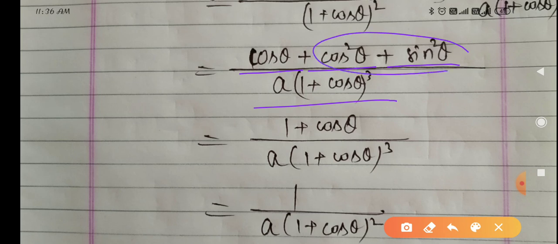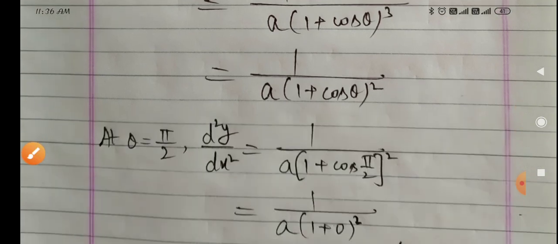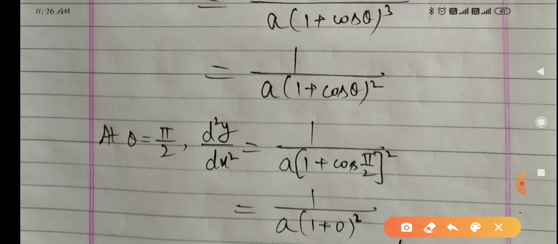Cos square theta plus sin square theta is 1. So 1 plus cos theta upon a into 1 plus cos theta whole cubed. Now one power will cancel. What will remain? 1 upon a into 1 plus cos theta whole square.